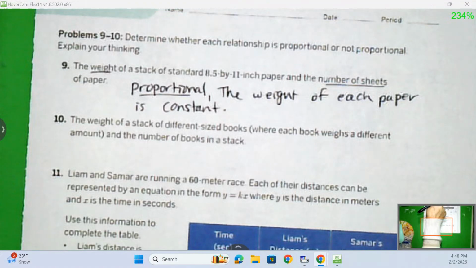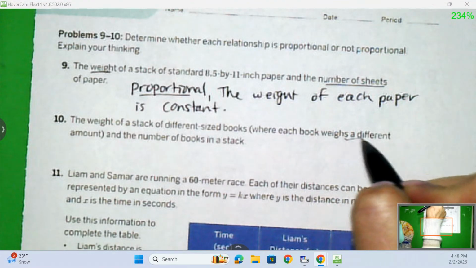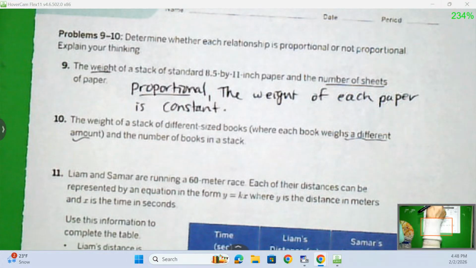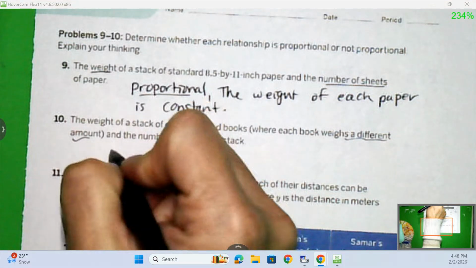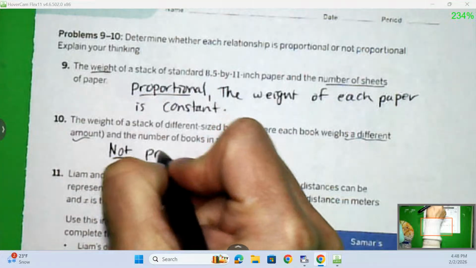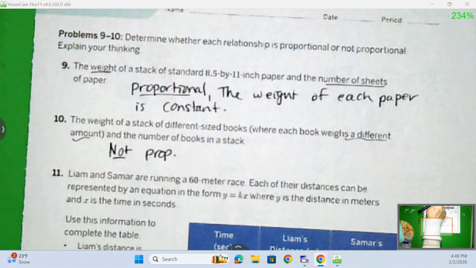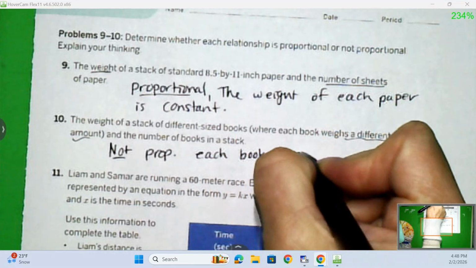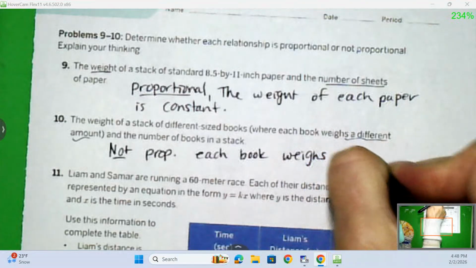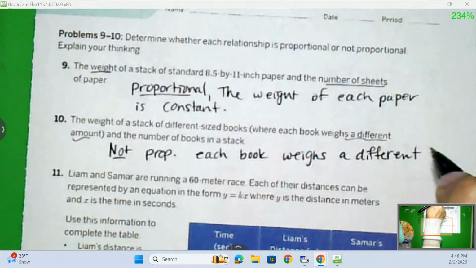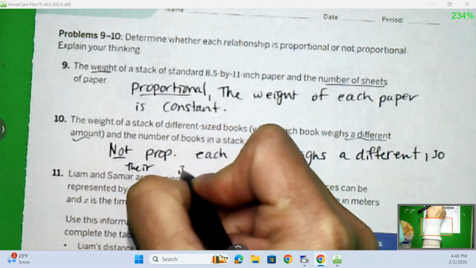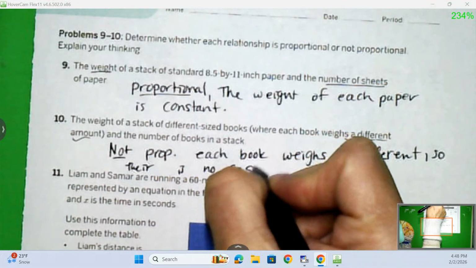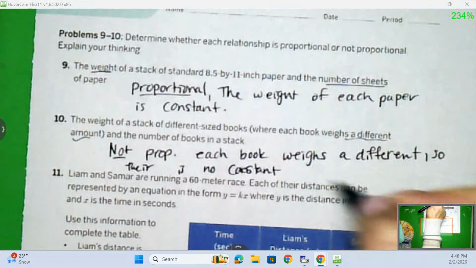Okay, contrast that with question number 10. It says the weight of a stack of different size books where each book weighs a different amount and the number of books in a stack. Okay, this would be not proportional. And basically, each book weighs a different amount. So there is no constant weight.